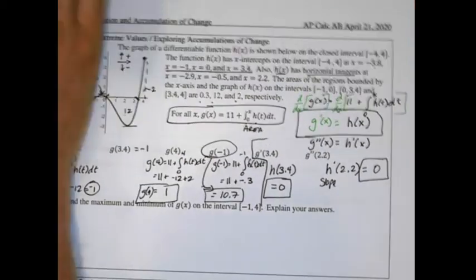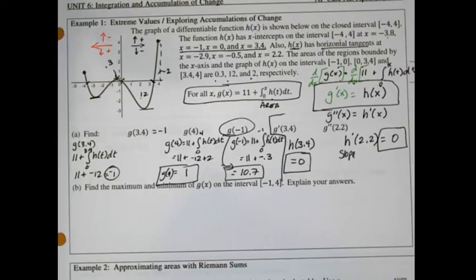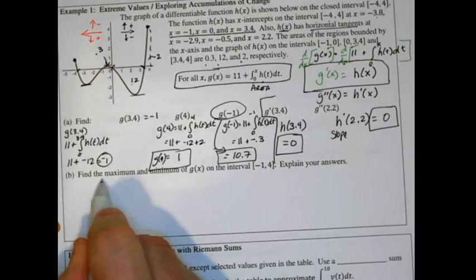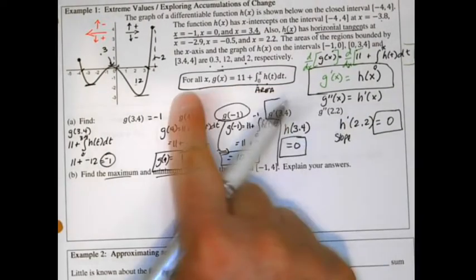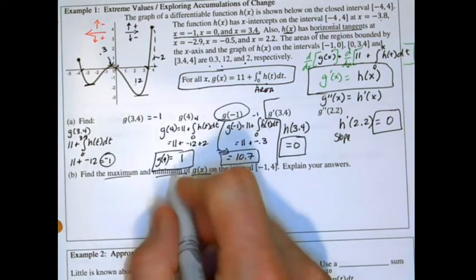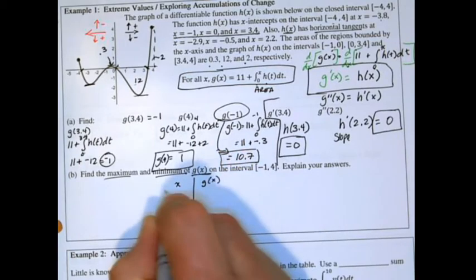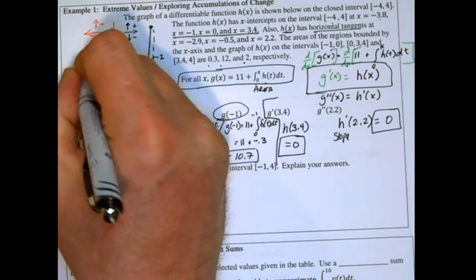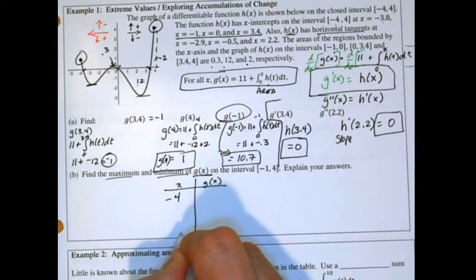So you can pause it there and go back through. So here I am again. We're going to go on to part B. It says find the maximum and minimum value of g. What we need to do is find some values. We need the extremes. We need this point and this point, which is the -4 to the 4.